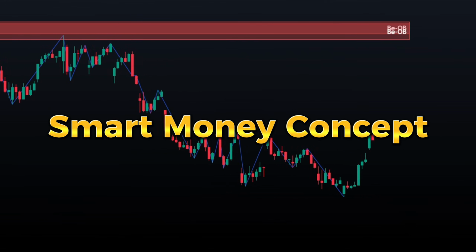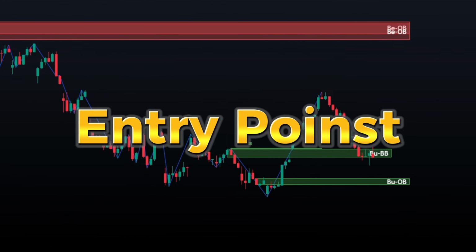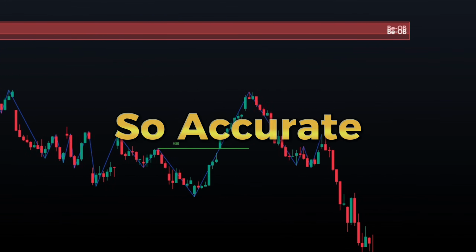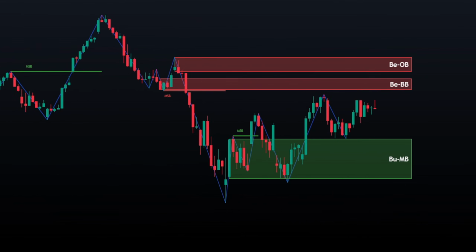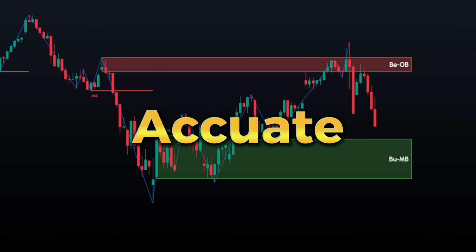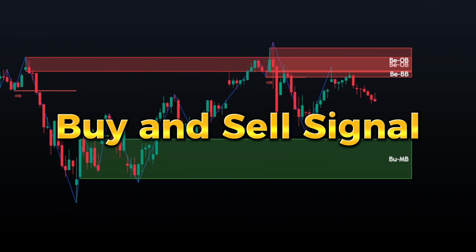The smart money concept is a powerful tool for identifying entry points. It is so accurate that it is used by many experienced traders to gain significant profits. I've discovered a super powerful and accurate smart money concept indicator setup with buy and sell signals.